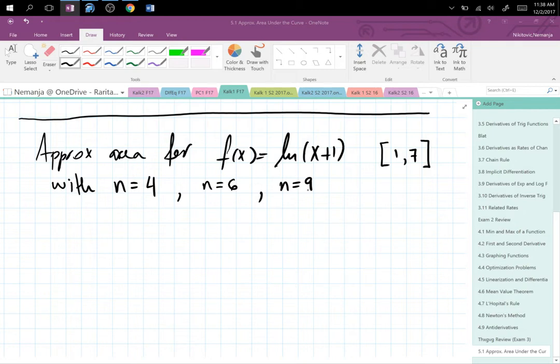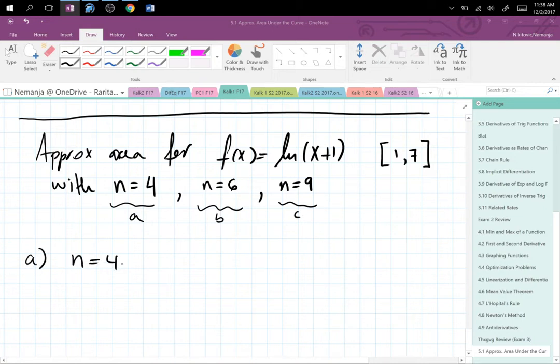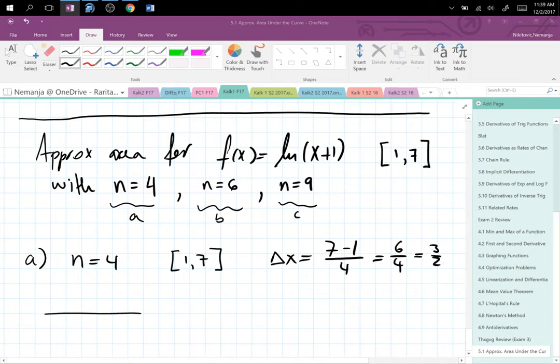All right, let's take a look at this together. So the first case, let's call them A, B, and C. For part A, I have n equals 4. On the interval 1 to 7, delta x is equal to (7 minus 1) over 4, which is 6 over 4, which is 3 halves. It's 1.5. I like to draw the partition.